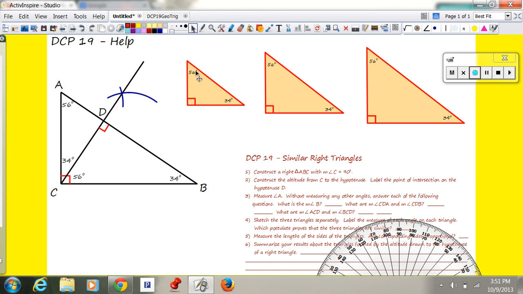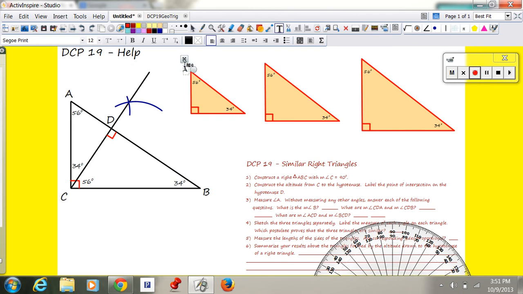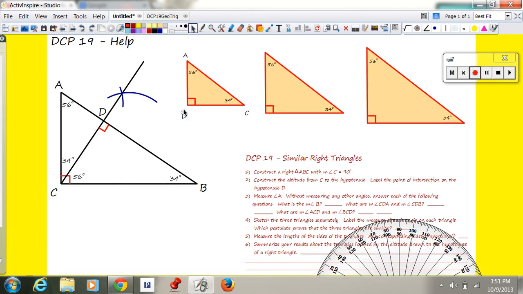And let's see, so my 56 degree angle in my little triangle right here, the 56 degree angle is A. So this is where A would go right here. In my little triangle, my 34 degree angle is down here at C. So this is going to be letter C. And then my right angle in my little triangle, I could have put a box right here too, would be letter D. My right angle is D. So there are my letters for the little triangle. That's what they would be.